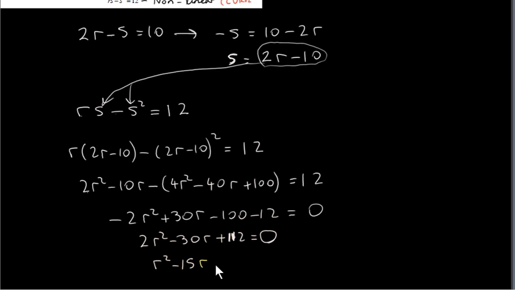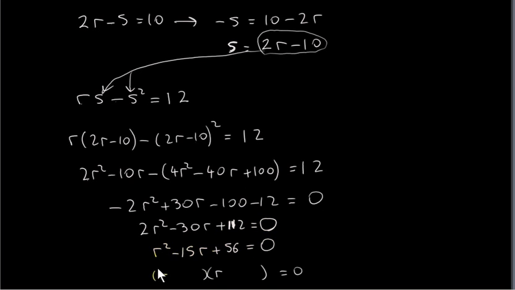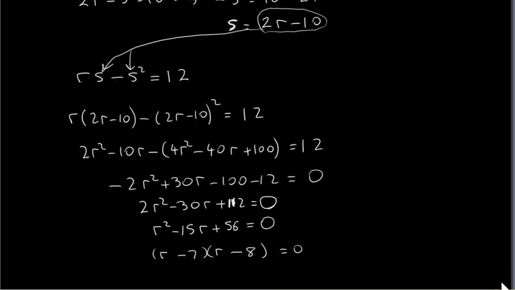112 divided by 2 is 56. 0 divided by 2 is 0. The factors of r squared are r times r. The factors of plus 56 are minus 7 times minus 8. Minus 7 by minus 8 gives plus 56. But look, you will get minus 15r in the middle. If you multiply like this, you get minus 8r minus 7r. Put them together, and that does indeed give minus 15r. So we found the factors of the quadratic equation.